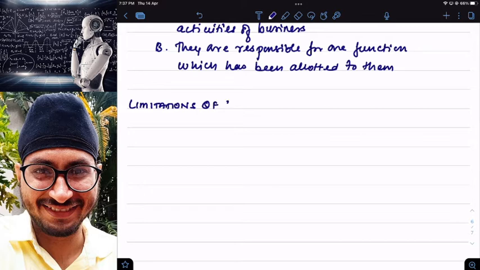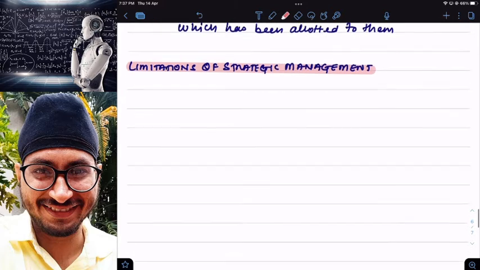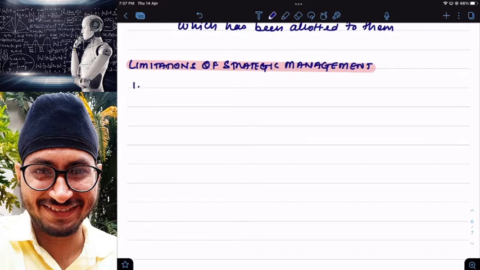Limitations of strategic management. Limitations means problems. Now let us see what the limitations of strategic management are. Limitation number 1, environment. Environment is highly complex. Complex means difficult to understand. Environment is highly complex means it is very difficult to understand the environment.